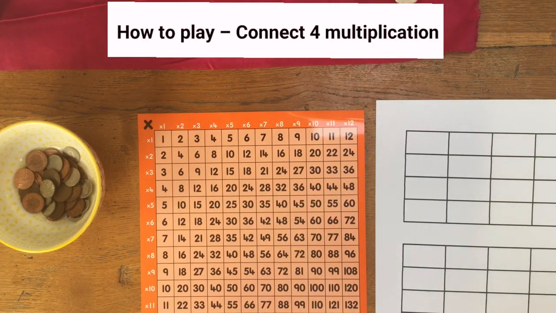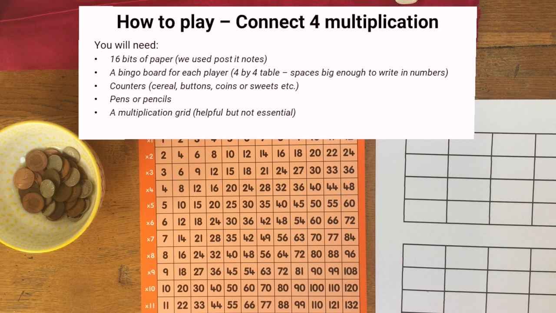The first game we're going to look at is Connect for Multiplication. This game is really similar to bingo. In order to play the game, you're going to need 16 bits of paper, we use post-it notes, a bingo board, which you can draw by hand or you can print out, just a very simple 4x4 table, but space is big enough to write numbers in, some counters, or something to work as counters, we've used coins, pens or pencils. A multiplication grid is really helpful. It's not essential, but it is helpful because we want the children to practice and rehearse their facts accurately. Practice doesn't make perfect, practice makes permanent.